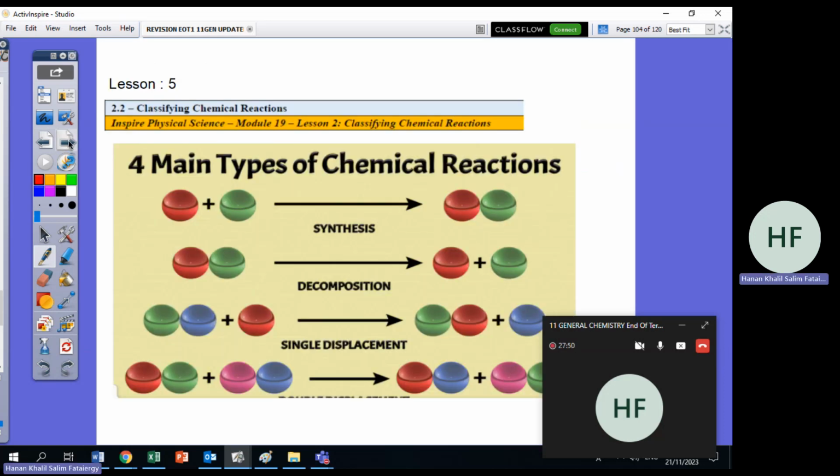Okay, now we will go to lesson 5. Lesson 5 is classifying chemical reactions. Actually, we have 5 main types of chemical reactions, but here I mentioned only 4. Let's start with the first one.